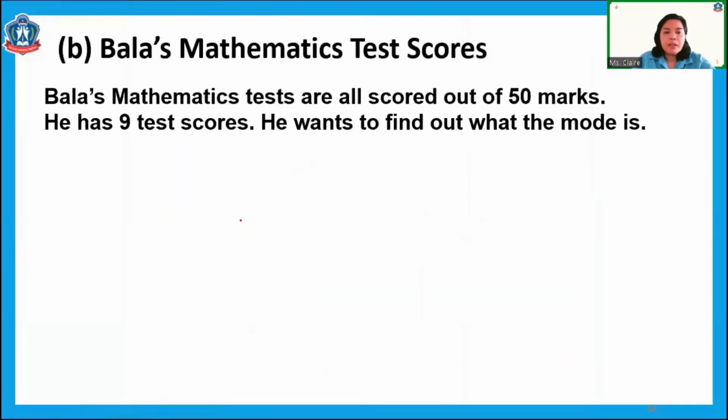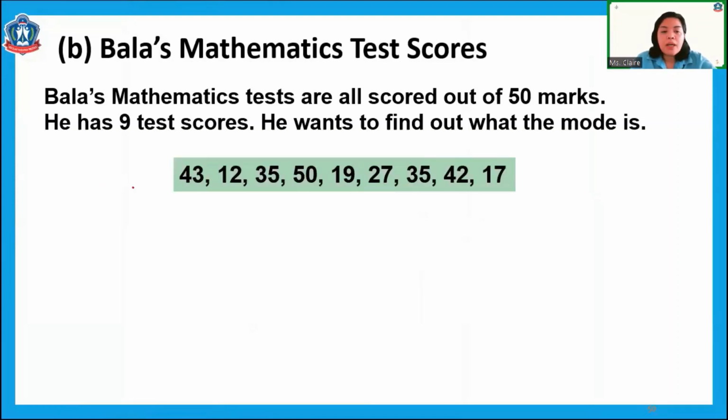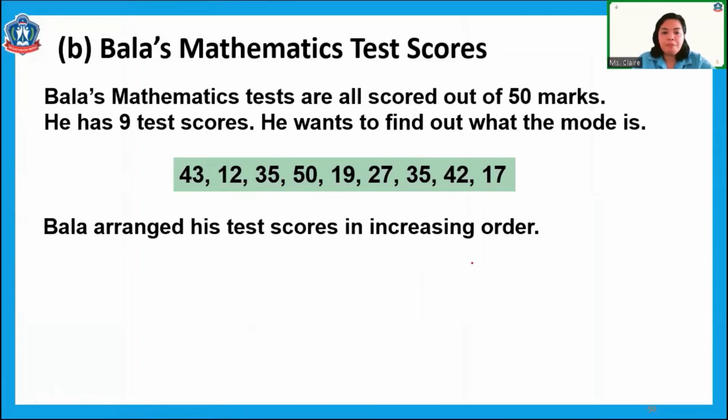Okay. Bala's mathematics tests are all scored out of 50 marks. He has 9 test scores. He wants to find out what the mode is. Again, what is mode? The number or data that appears the most. So we have 43, 12, 35, 15, 19, 27, 35, 42, and 17.